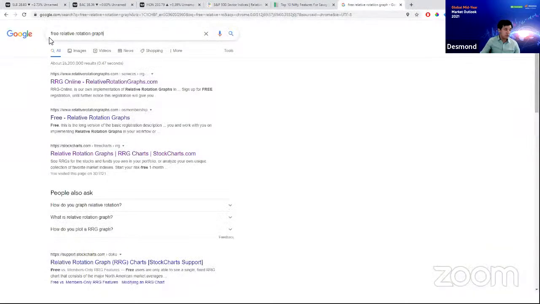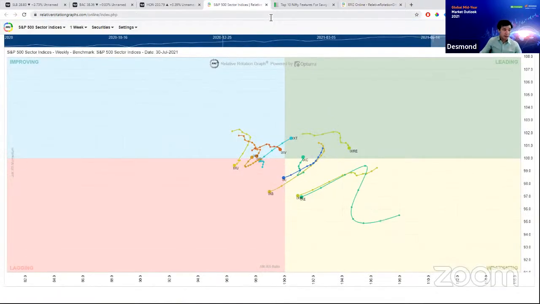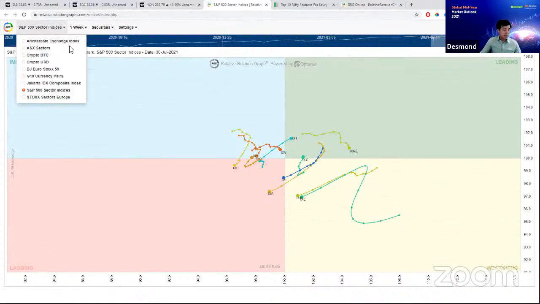You just search free relative rotation graph on Google, and you see this thing called RRG online. You click on it, you can just register. Now it's free at least. Once you register and get in there, this is what you will see. There are a few major indices and countries they can look at there. There are even currency pairs, Amsterdam, ASX, Australia.